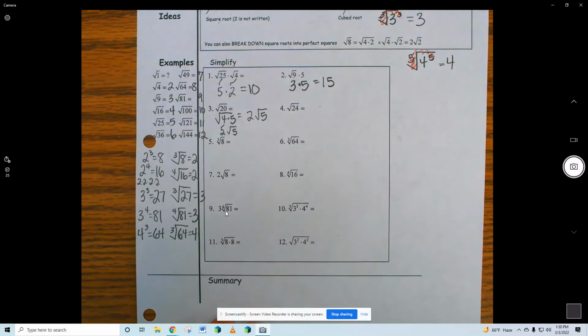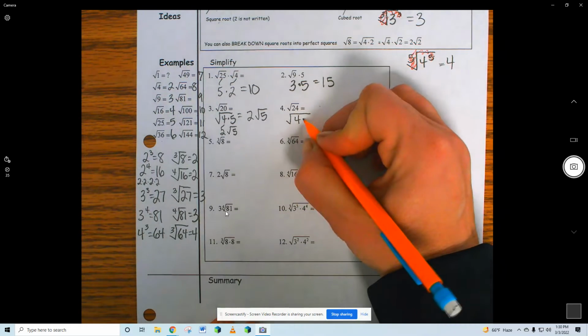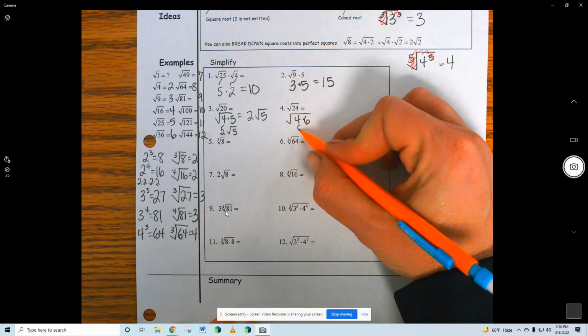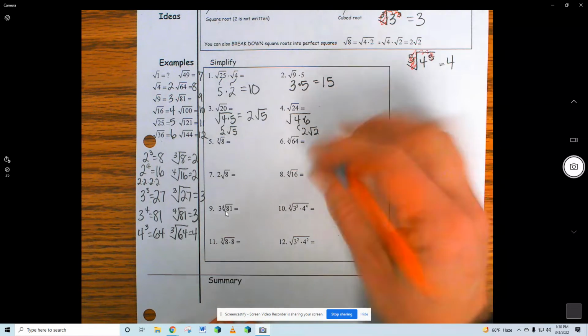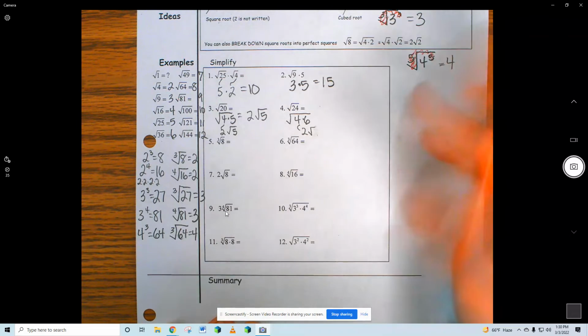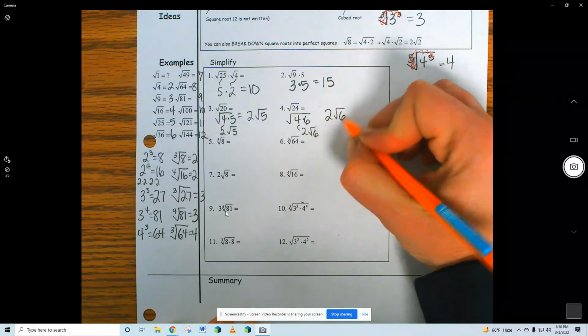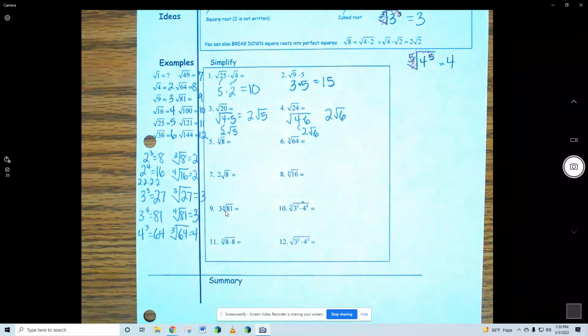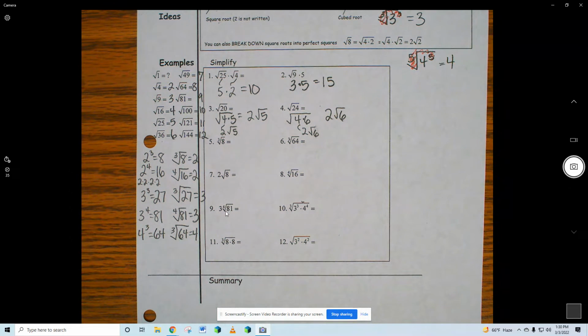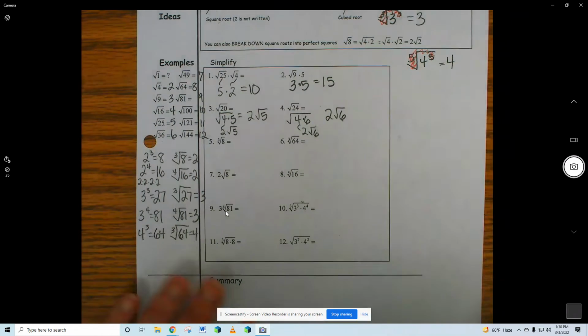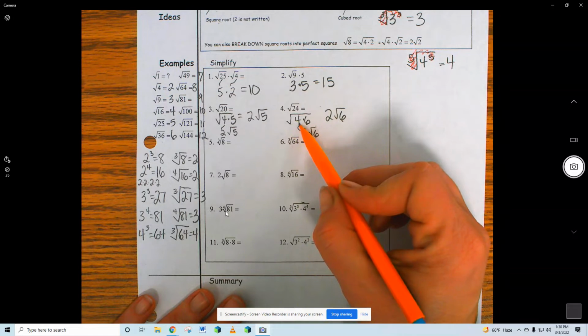Number 4, square root of 24. Give me 24. 4 and 6. Well, the 4 comes out. It would just be 2 rad 6. Yeah, inside the radical has to be a number that couldn't go down anymore. Nothing, no perfect square goes into it. The 2 is not in there because I took it out because the square root of 4 is 2.